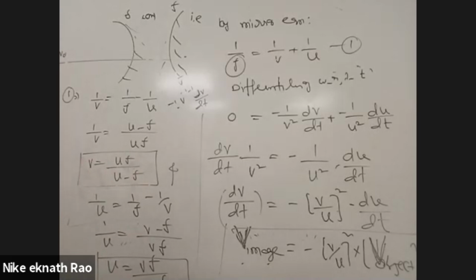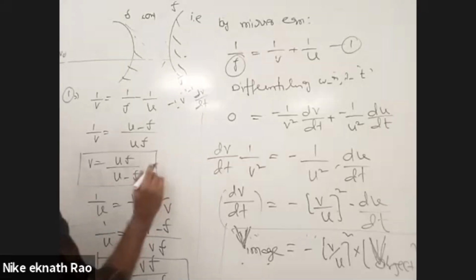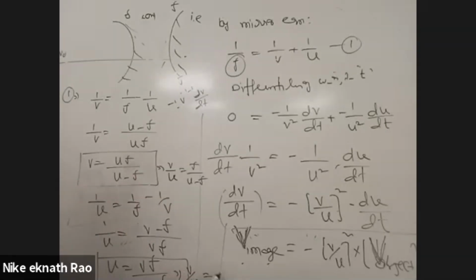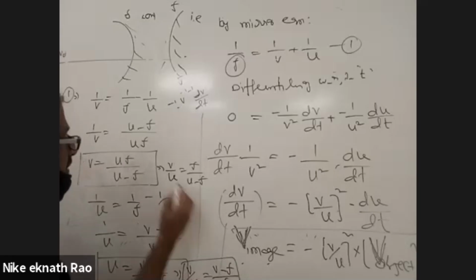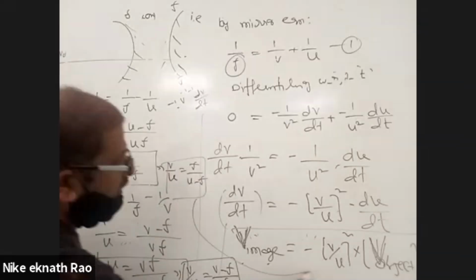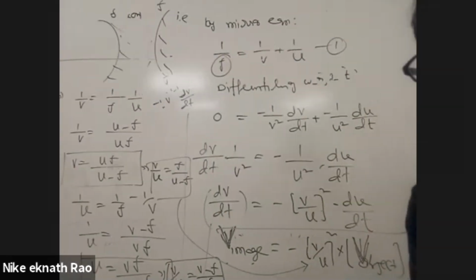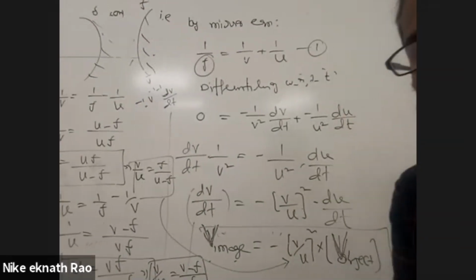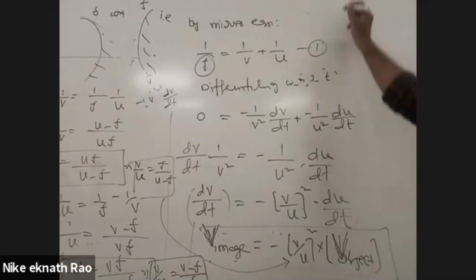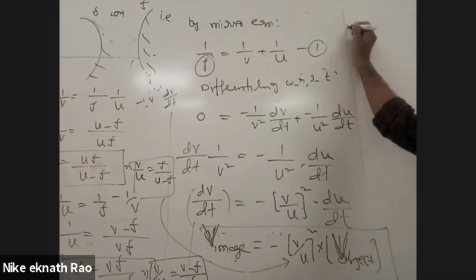v by u will be how much? v by u is v minus f by f. Here first, you can substitute this over here. Then what is the formula you will get? Just for focal length sometimes. Then the velocity of the image.